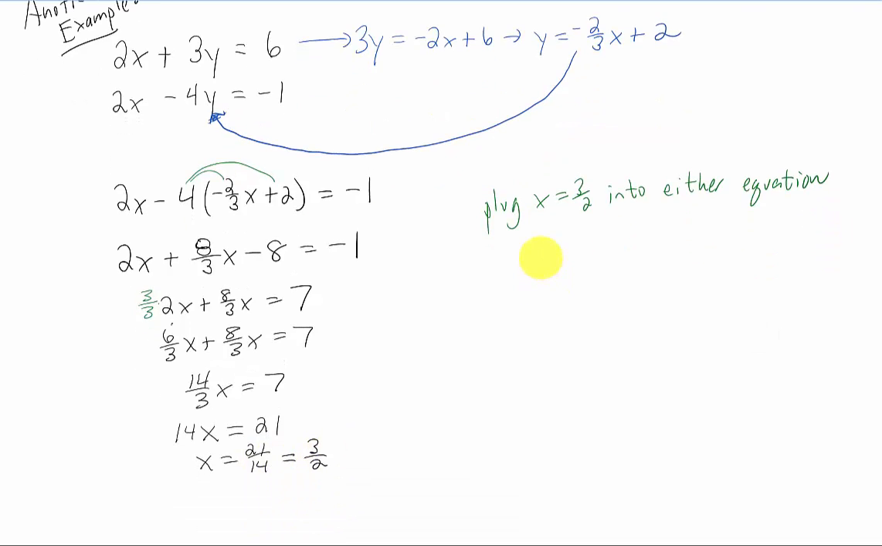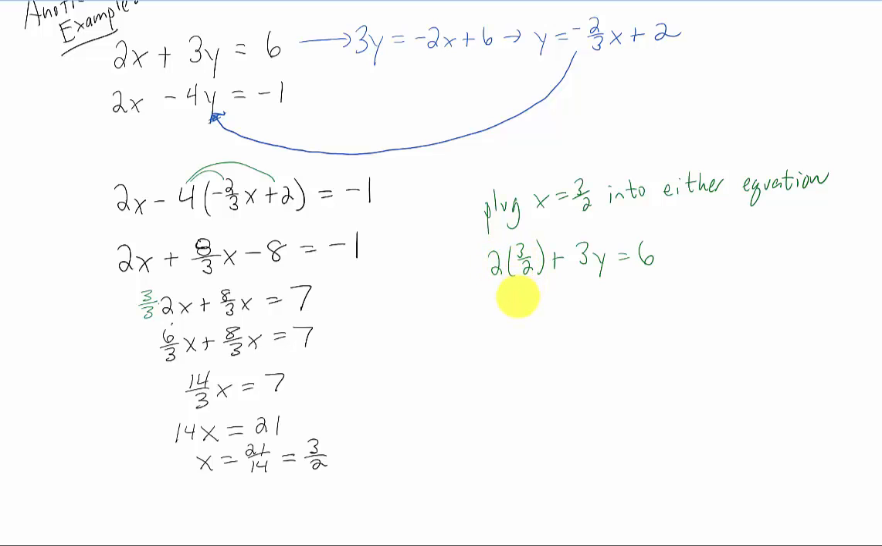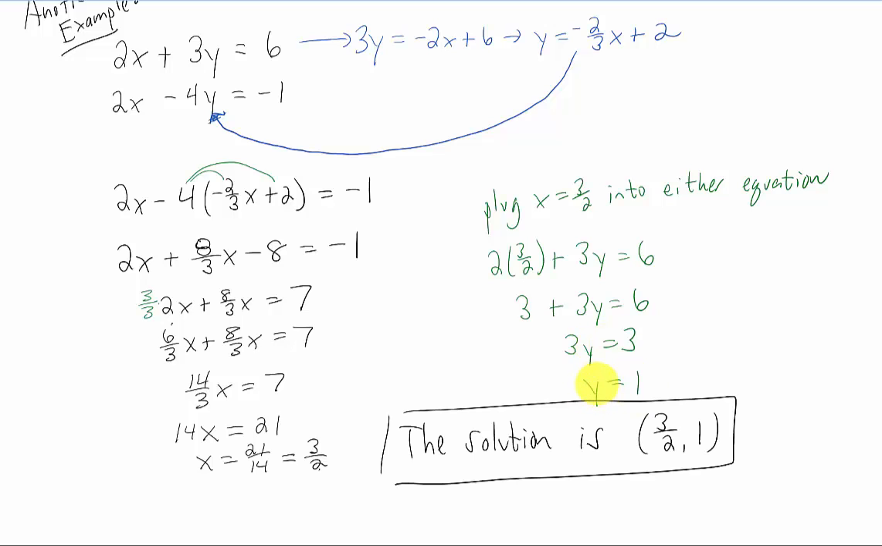To figure out what y has to be, I'm going to plug x equals 3/2 into either one of these equations up here. I'll just choose the first one. 2 times 3/2 is just 3. I'm solving for y now by subtracting 3 from both sides. I'm getting y equals 1. So the solution to this linear system of equations is the point 3/2, 1.